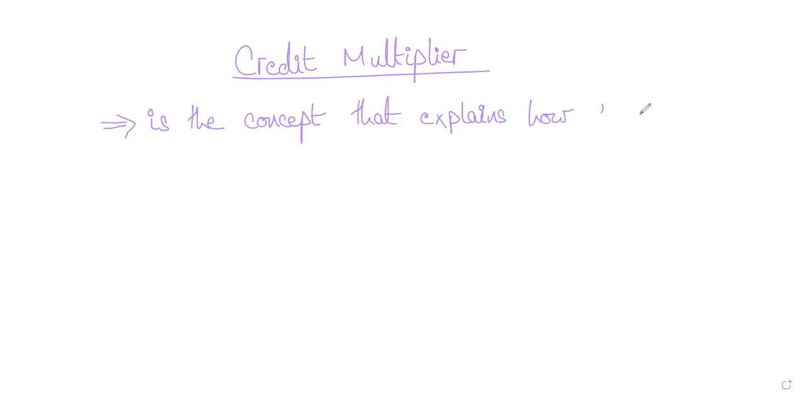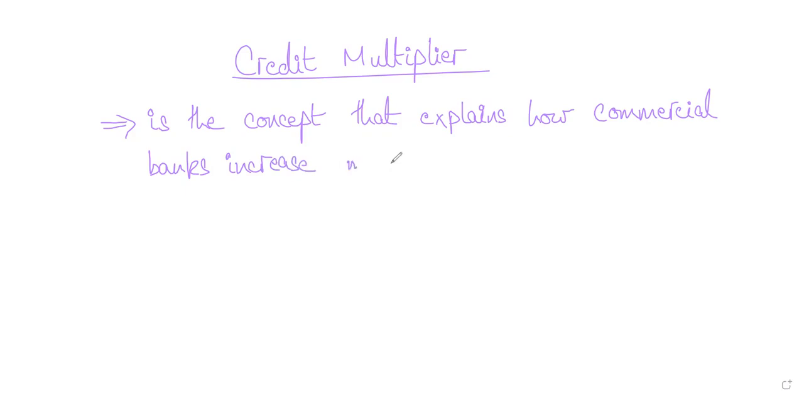Right. And what are commercial banks? We know commercial banks are the private banks that are there for profit maximization. How commercial banks increase money supply, right? So this is basically the definition of credit multiplier. Increase money supply.